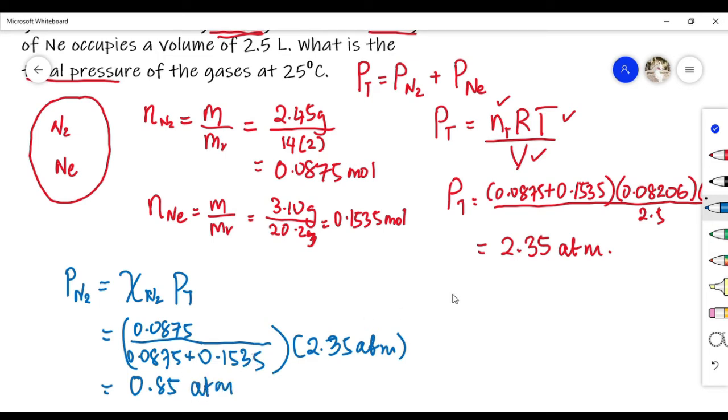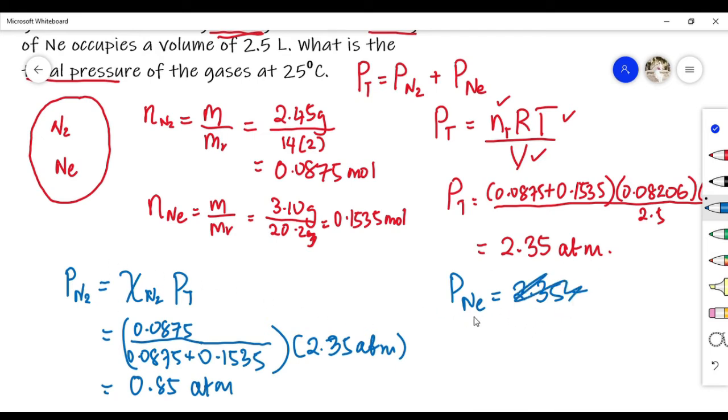Kalau kita nak dapatkan untuk P and E, okay, ini lagi senang. Because kita tengok balik kat sini. P total adalah sama dengan PN2 plus PNE. Okay. So, untuk dapatkan PNE, instead of kita buat mole fraction, since kita dah ada satu, number of mole sudah ada satu, partial pressure. Untuk nak dapatkan PNE pula, kita just ambil total pressure, 2.35 atm, tolakkan dengan PN2.